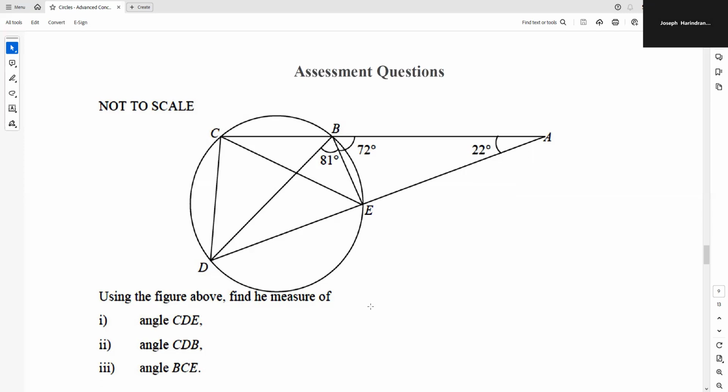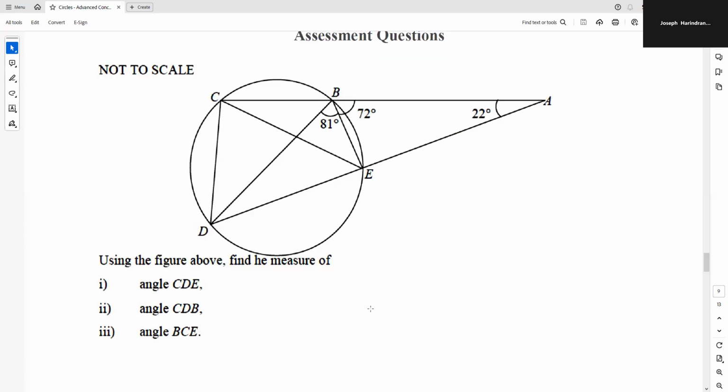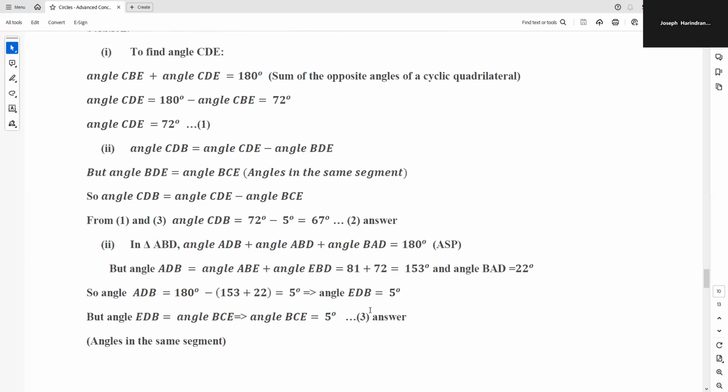It's rather simple, but it involves the concepts of circles as well as triangles, especially angles in the same segment, the angle sum property, and the exterior angle theorem: exterior angle is equal to the sum of the interior opposite angles. Some concepts we have to use in solving this problem. Let us go to the solution. This is the solution.